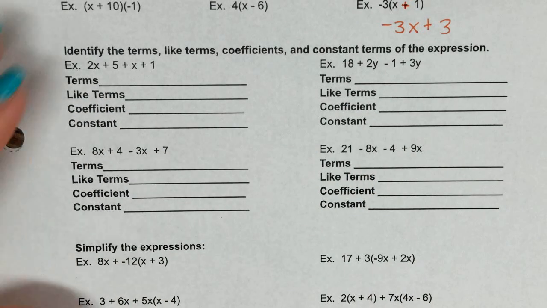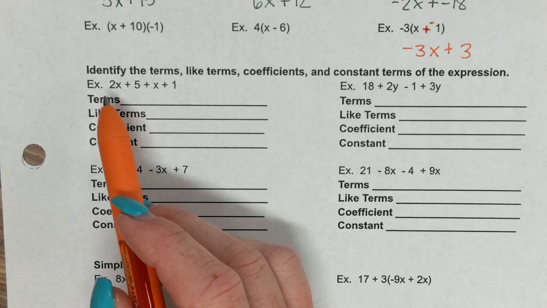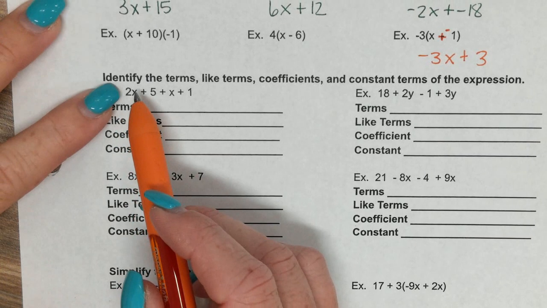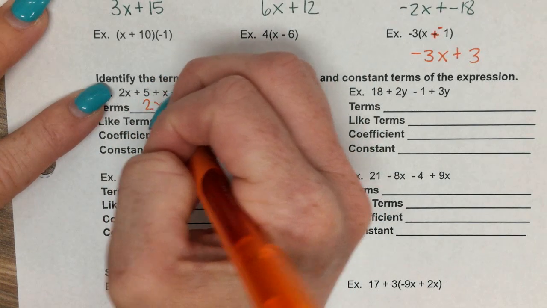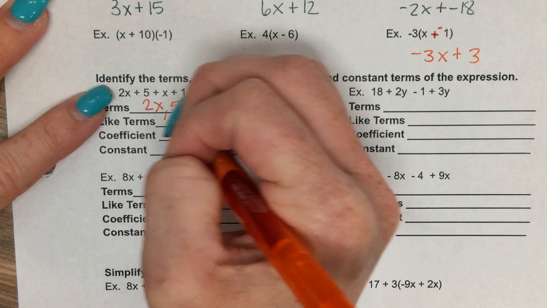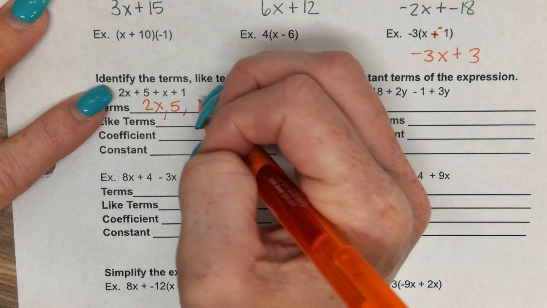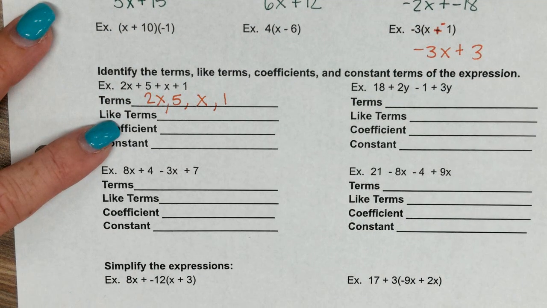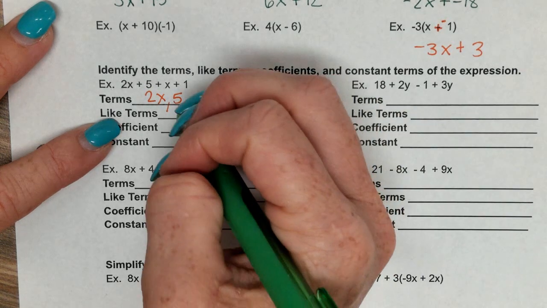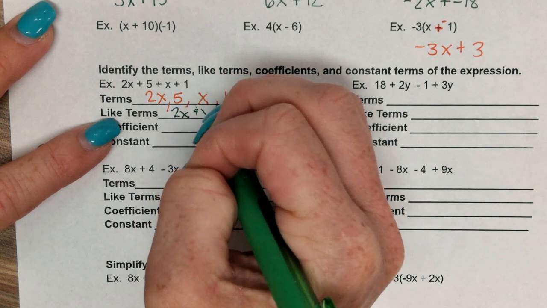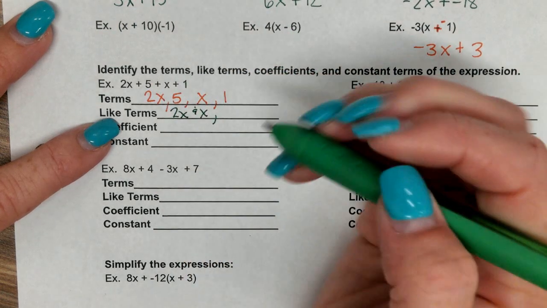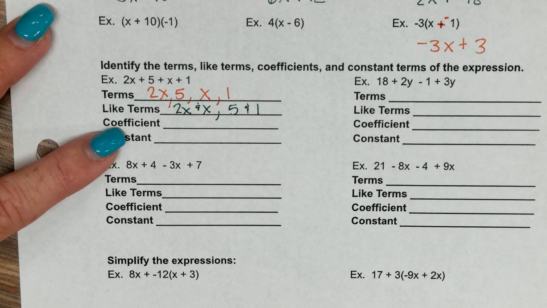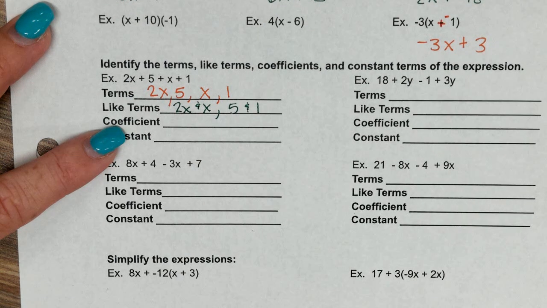Okay, the terms are separated by addition and subtraction signs, yes? So my terms are 2x, comma, what's my next term? 5, comma, what's my next term? X, and my last term is 1. The like terms are 2x and x, comma, and my other like terms are 5 and 1. Am I going too fast or are we okay?